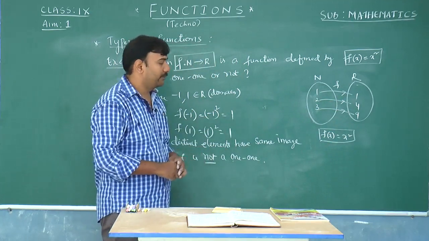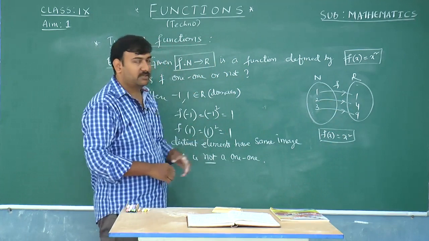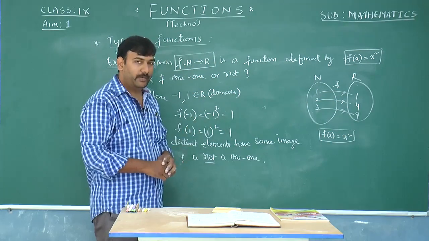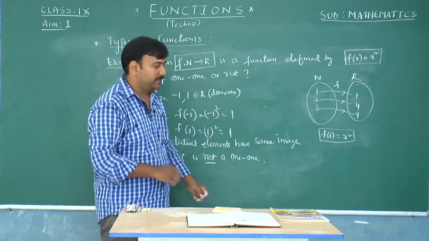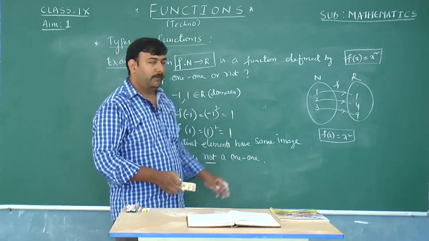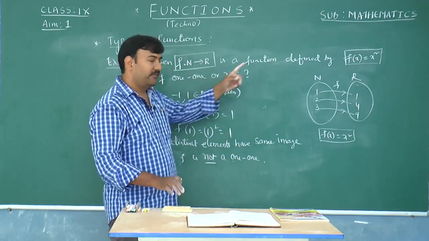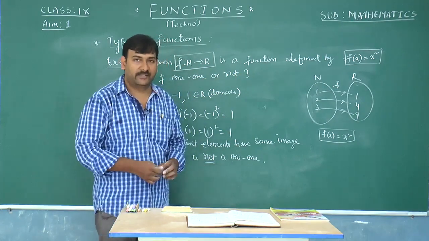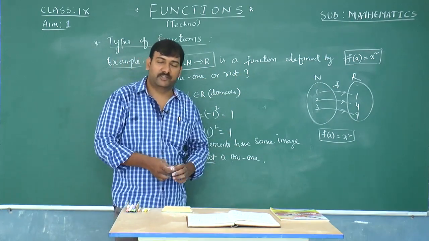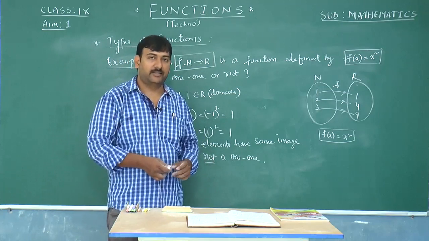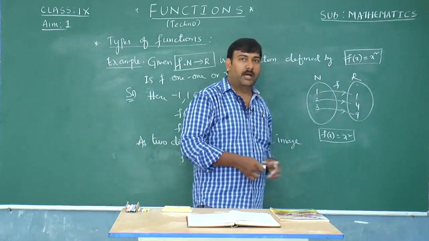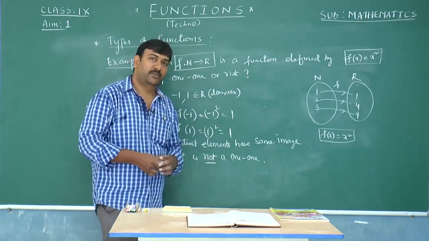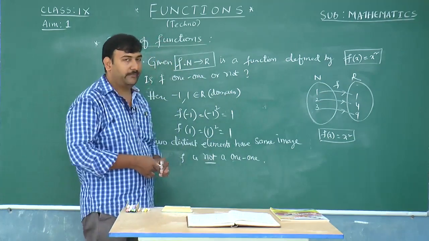So in this example, if the domain is changed, obviously the function is going to become one-to-one because different elements are going to have different images. So the entire problem depends upon the domain and the function rule. Whenever the question asks you to check whether the function is one-to-one or not, you need to check these two things: one is the domain, the other is the function rule. Observe carefully. By observation, you can understand whether the function is one-to-one or not.